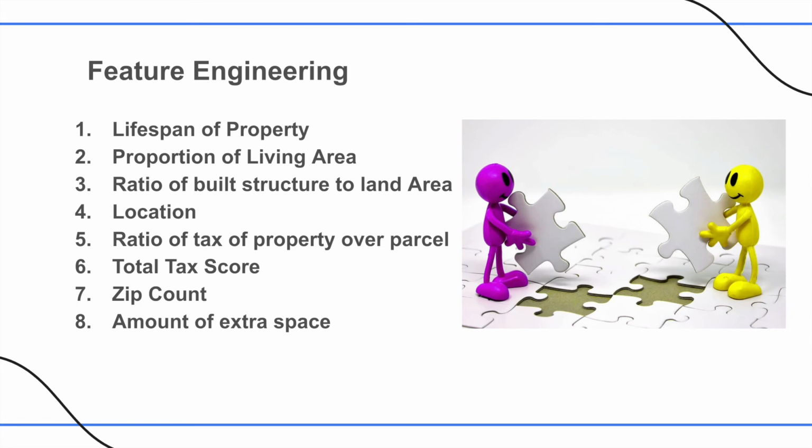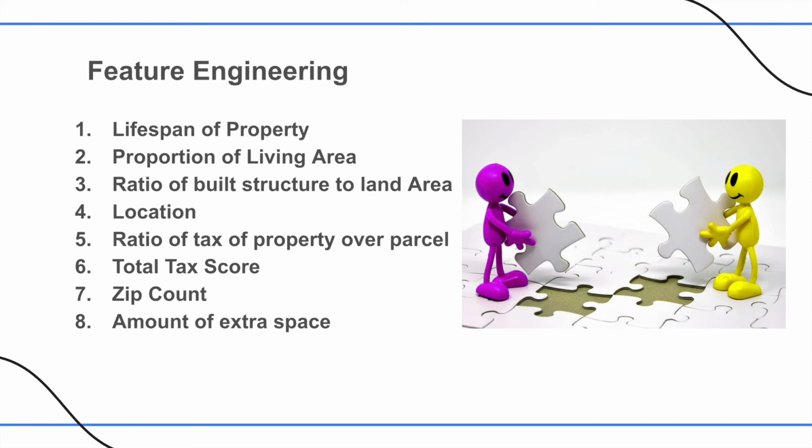The fifth feature we created is the value ratio. It is calculated by taking the ratio of tax value dollar over tax amount. The feature is the ratio of tax property over the parcel. It gives insight into how much of the total tax is made out of property tax. The sixth feature we have created is quite similar to the previous feature. The total tax score is the product of both tax value dollar and tax amount.